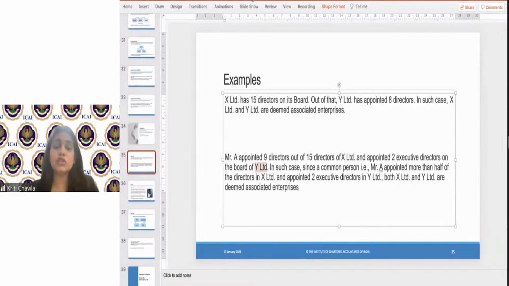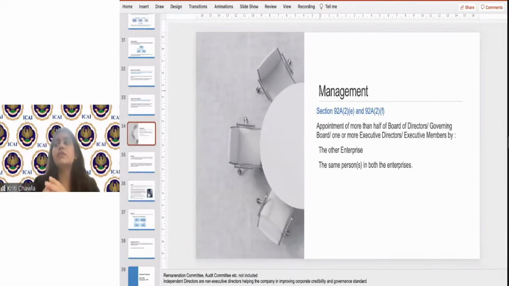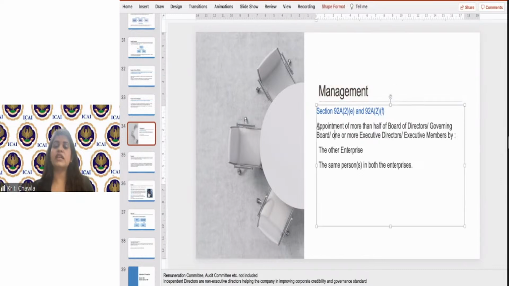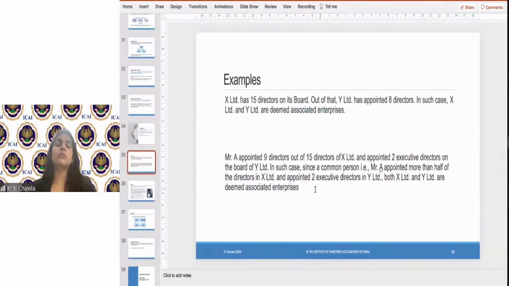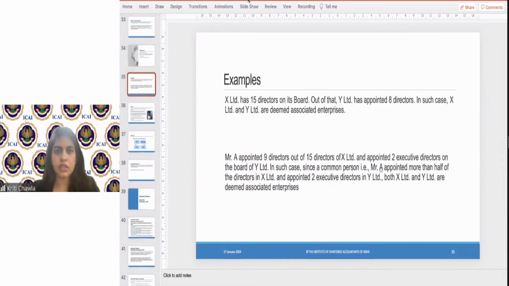So this is the reason, because the law is worded in that particular manner that you're appointing people in the management of the other company. I have divided these two sections into the terminology management. So if there is appointment in more than half board of directors or one or more executive directors, they will become associated to each other. So in this particular situation, the companies will become associated to each other. So these were the conditions on management.